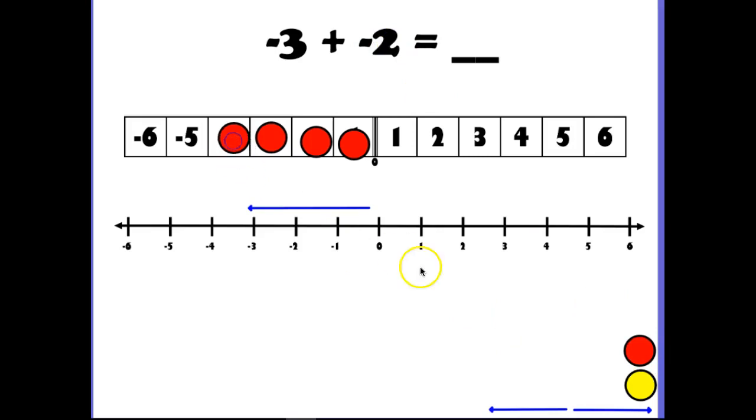Negative 1. Negative 2. So we are going to take a second line to represent our negative 2. And starting at the 3 and go 1, 2. That is our negative 2.